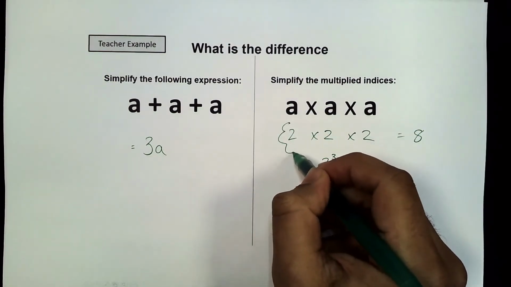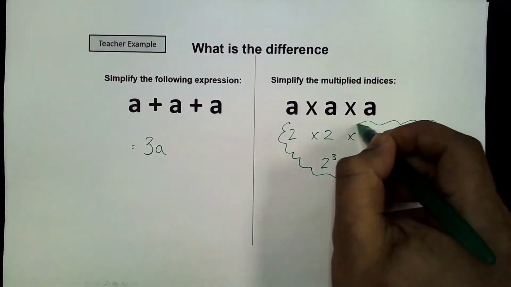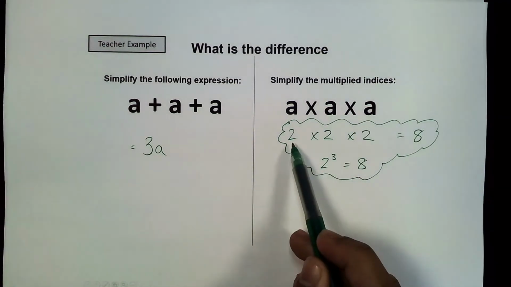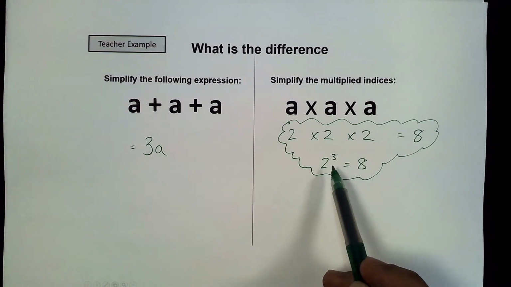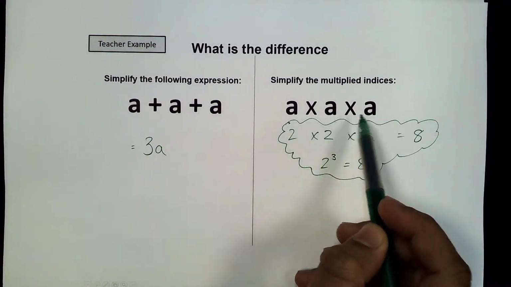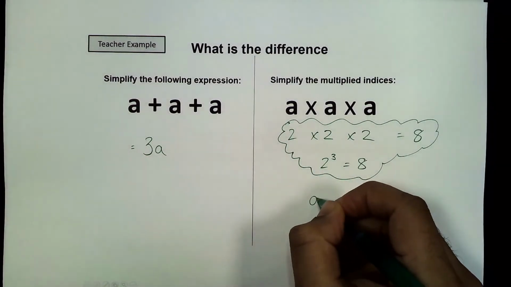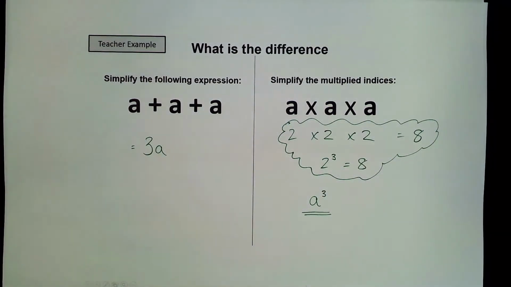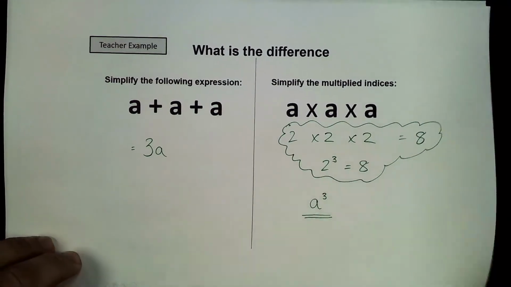Now, I'm going to put that in a bubble because obviously ours involves algebra, not numbers. So if I've got A times A times A, in the same way I can collect these terms together to make 2 cubed, you can collect these 3 A's together to give you A cubed. And that's your answer to that one.